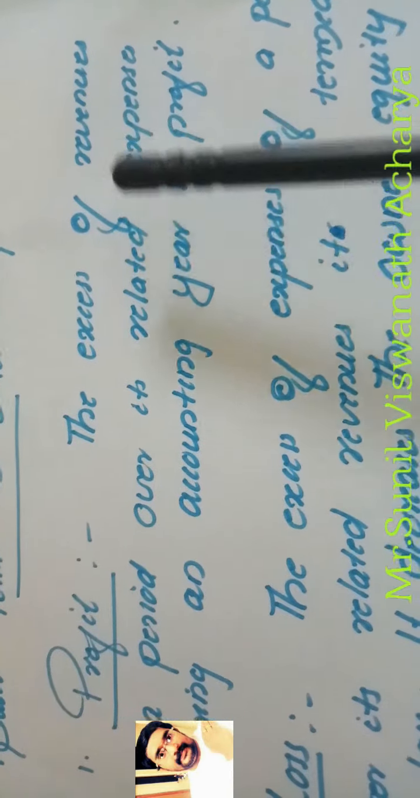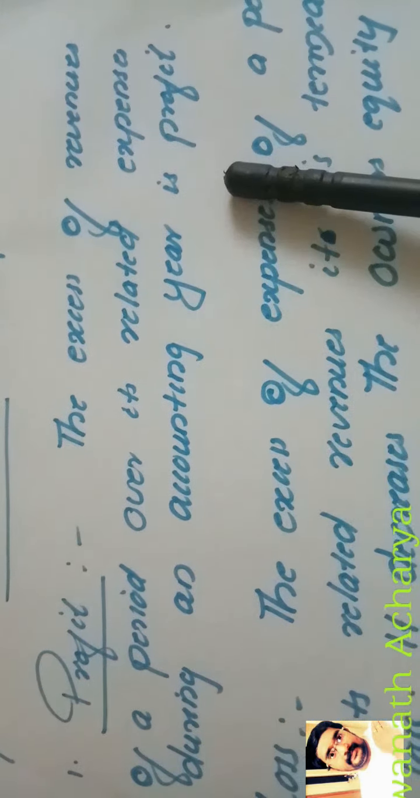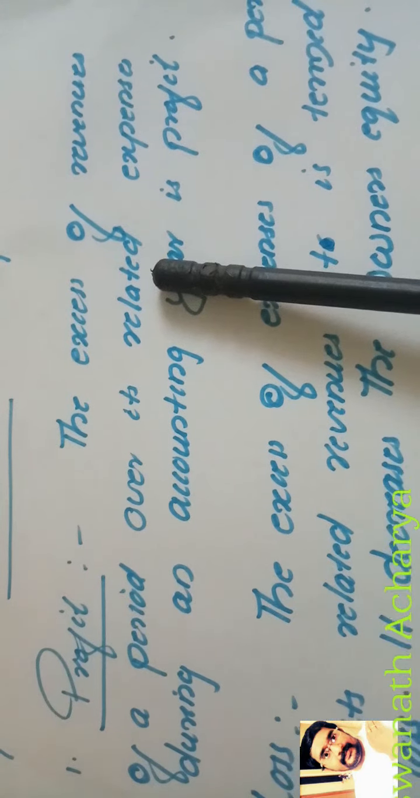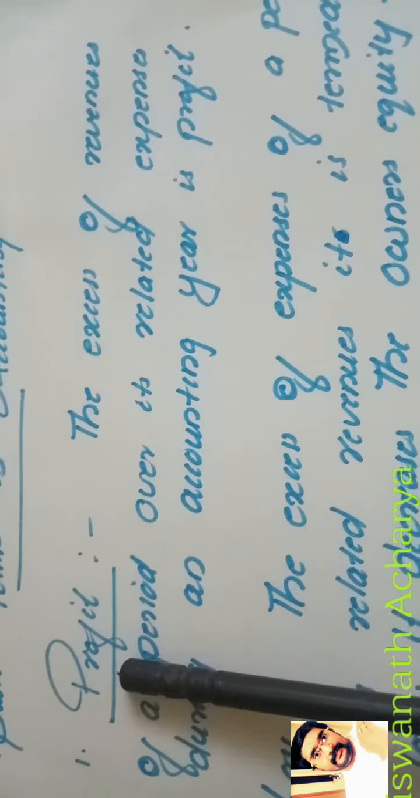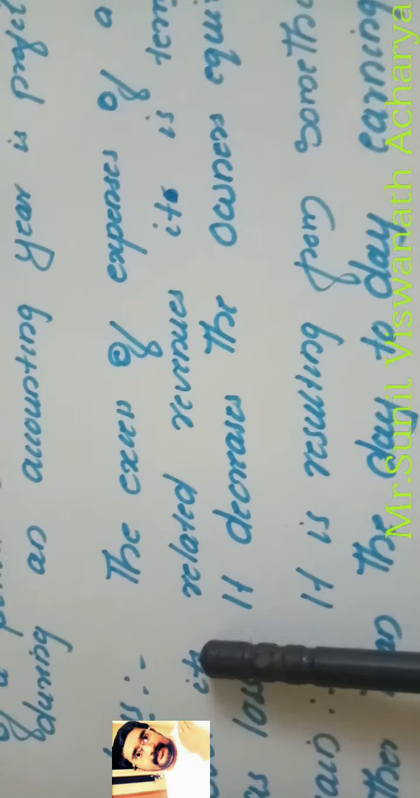The excess of revenue of a period over its related expense during an accounting year is profit. That means the excess of revenue over expense is known as profit. It should belong to the same accounting period. So whenever we subtract expense from revenue, the excess remaining is profit. Okay.